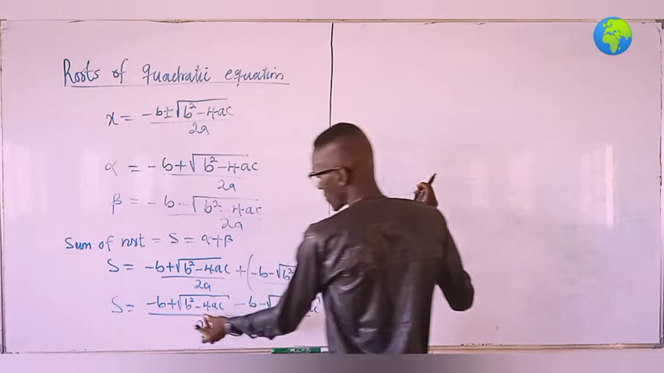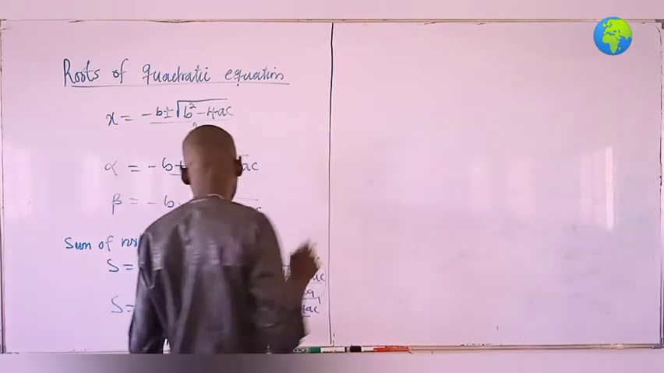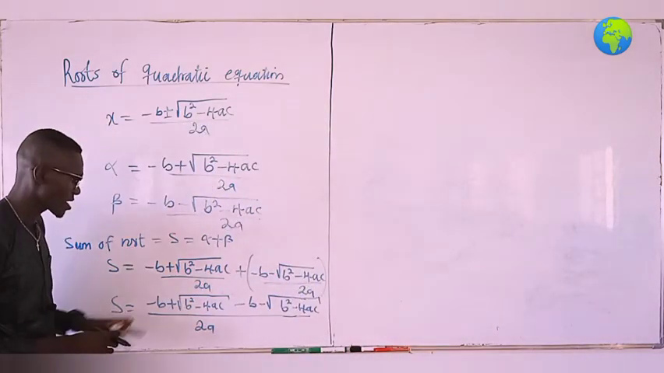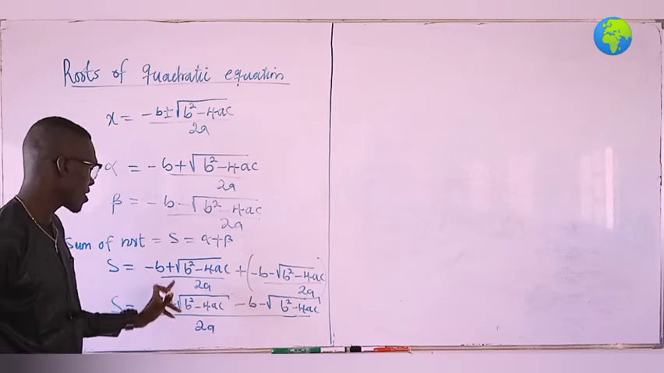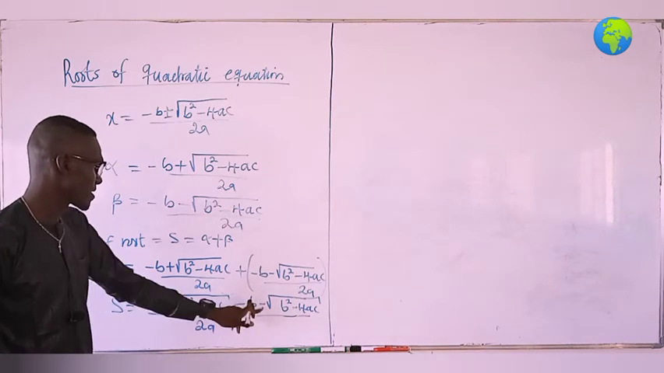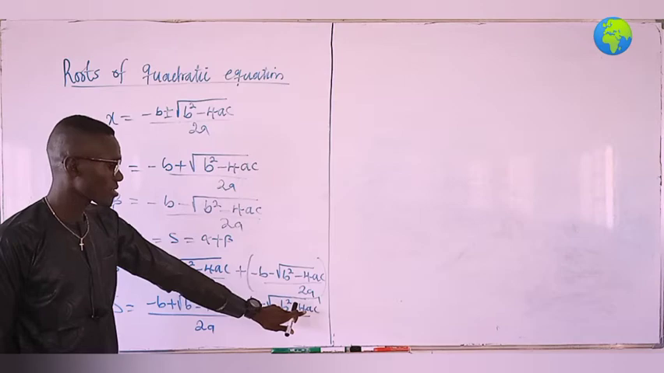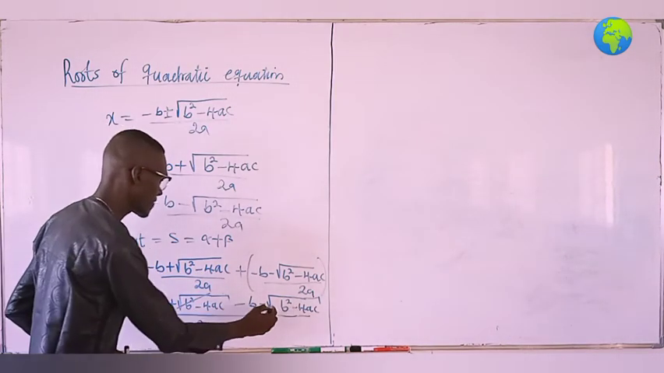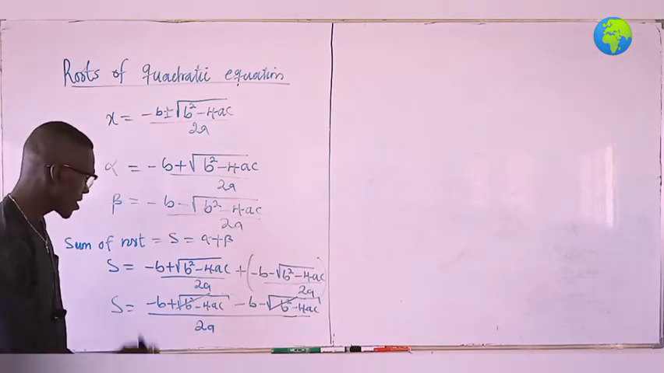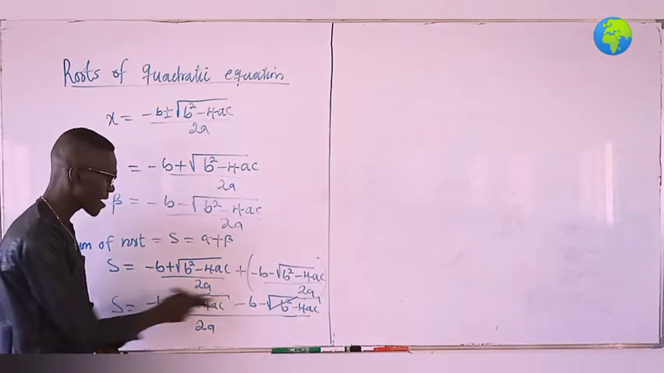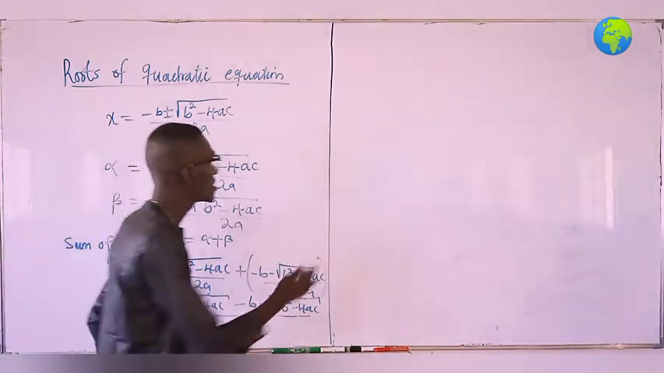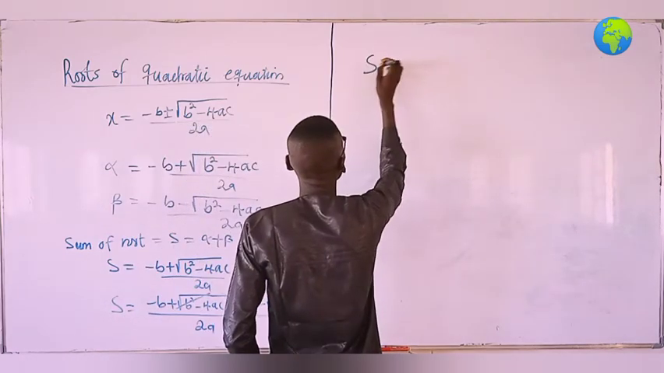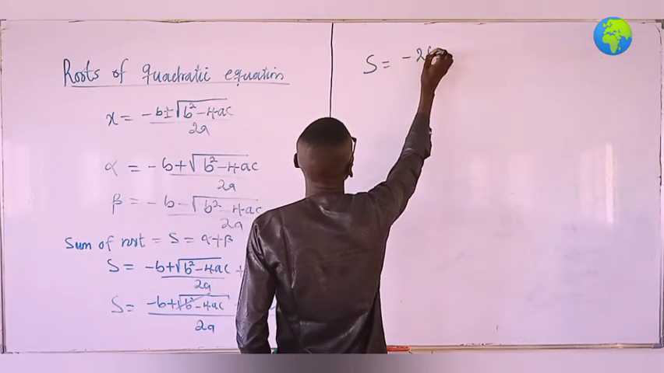When you have this kind of situation, let's observe something here, right? You can see that this is positive square root of b square minus 4ac. This is negative, b square minus 4ac, the square root, right? So since this is positive and this is negative, they can cancel out, right? So this is minus b minus b, which is going to be minus 2b. So I'm going to have my s is equals minus 2b over what?